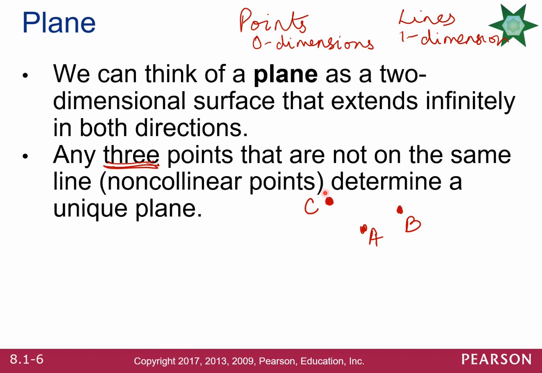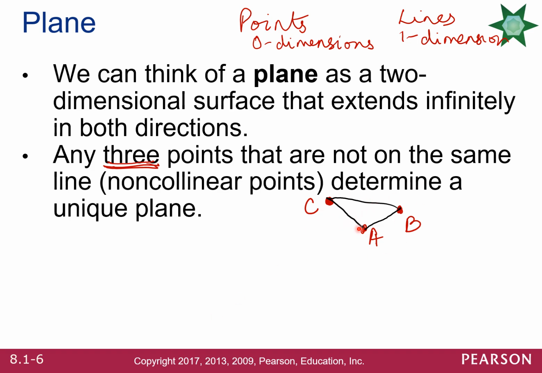A and C can be connected by a straight line, and C and B, or B and C, can be connected by a straight line. However, if you want to connect A, B, and C, then it's not going to be a straight line. You have to go up like this from A to B, and then you have to have another line from B to C and another line from C to A. So there are 3 distinct lines.